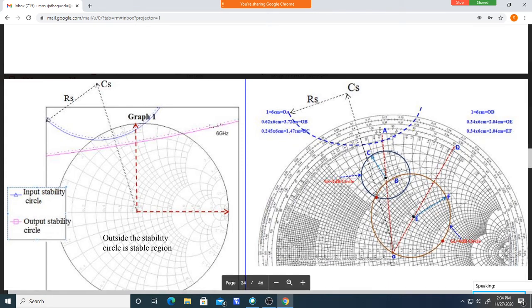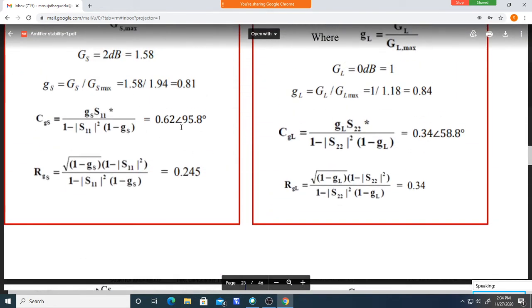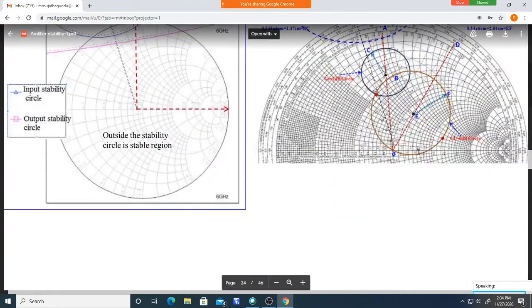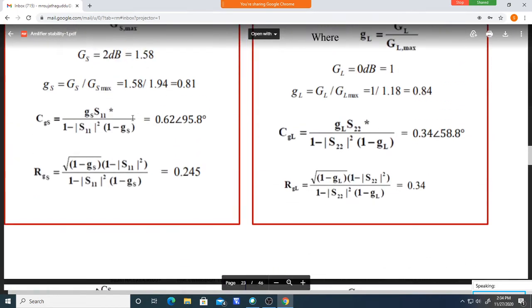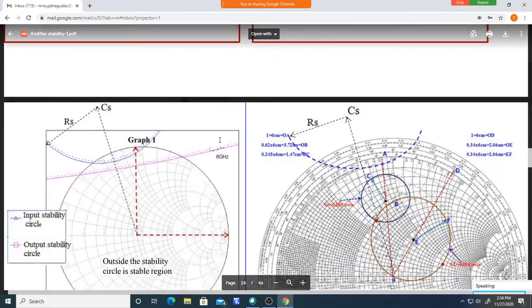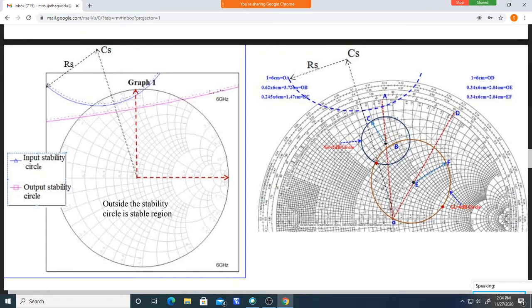Next, what you should do here: 0.68, 0.62. 0.62 means you should count how many divisions from here to here, how many centimeters from here to here. 6 centimeters, for example. So multiply this 0.62 by 6, 3.6 centimeter. Over this 95.8 degree line, you mark 3.6. This is somewhere around here. Okay, this point, this is the center.